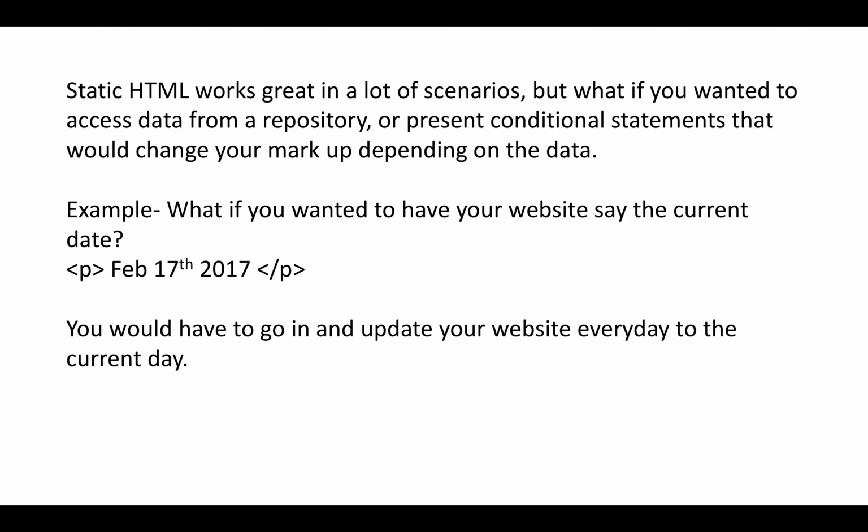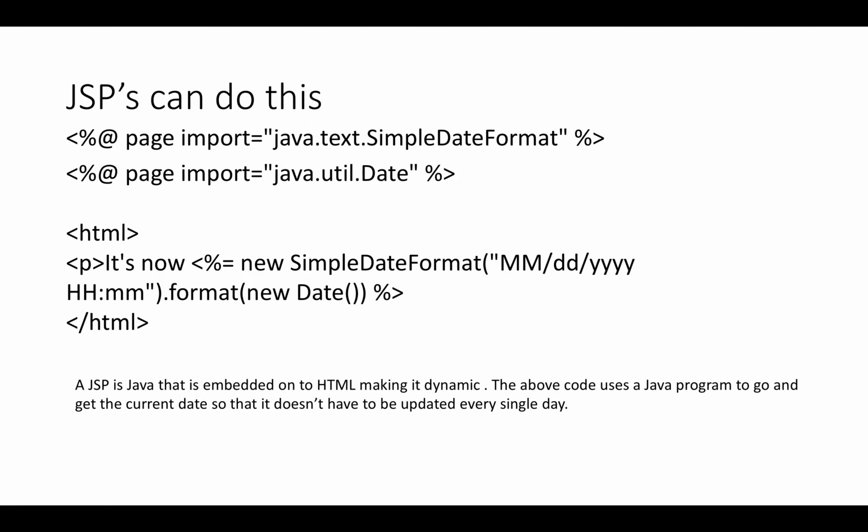For example, if you wanted to have your website show a date, February 17, 2017, you would have to go in there and update your website every day that it changes. JSPs can do this. Up here is an import statement where the java.text.SimpleDateFormat is imported and the java.util.Date is implemented. Within the HTML content, it's dynamic, showing that it will capture the current date.